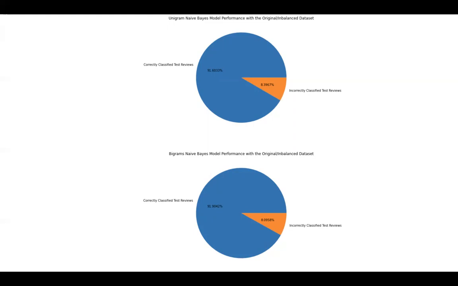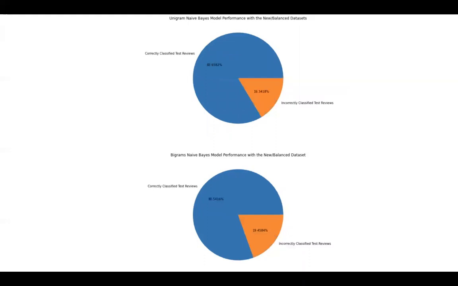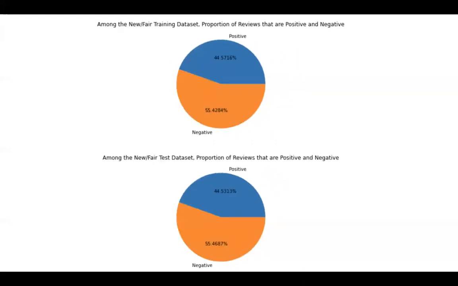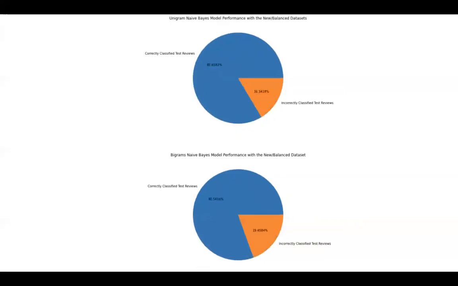So to validate the model, I decided to create this new data set, the new test and training data set, where the proportions were a little bit more balanced, but not exactly. And for this new data set, the accuracy for the unigram was 83.6582% in classifying the test data set, and the bigram accuracy was 80.54%.